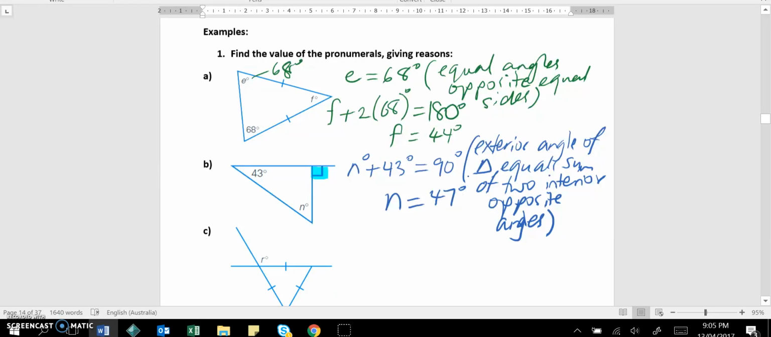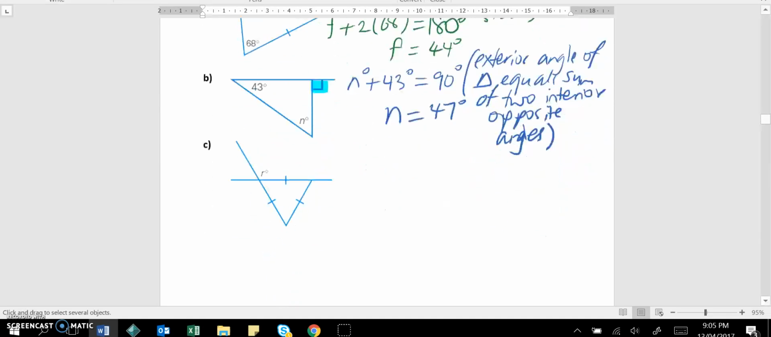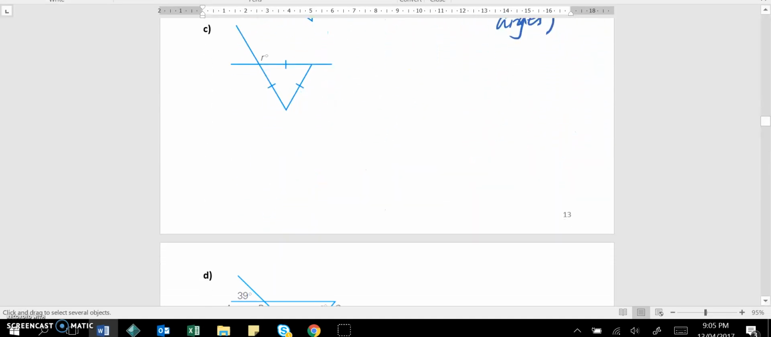Okay, so we've done 2 of those questions so far, and you can see how we've written the reasoning on the right next to what we've used. Question C is asking us to work out what angle R is there. Now I know that this is an equilateral triangle because the little markings on the side show that. So that tells me that these interior angles are all 60 degrees. So I can say in this one that R plus 60 degrees equals 180 degrees. And then I need to write why I can say that.